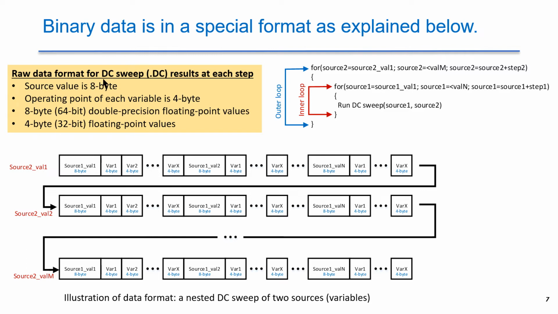The raw data format remains the same for a DC sweep at each step. Source value is 8 byte. The operating point of each variable is 4 byte. For a step of source 2 value 1, this is the data structure. Source 1 value 1 in 8 byte, followed by variables in 4 byte. Value 2 of source 1 in 8 byte and followed by different variables in 4 byte, and so on and so forth. After this step comes the step of source 2 value 2, and so on. So that's all for the data structure.